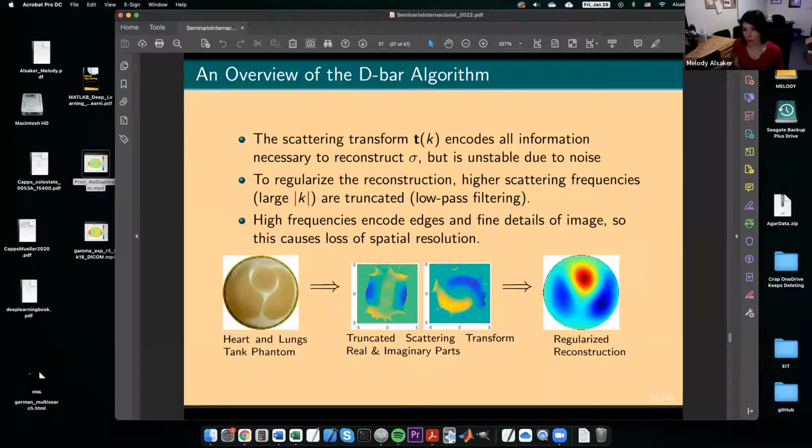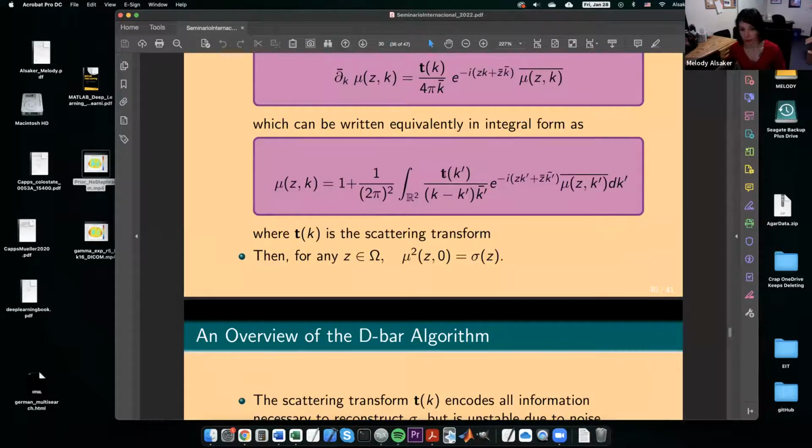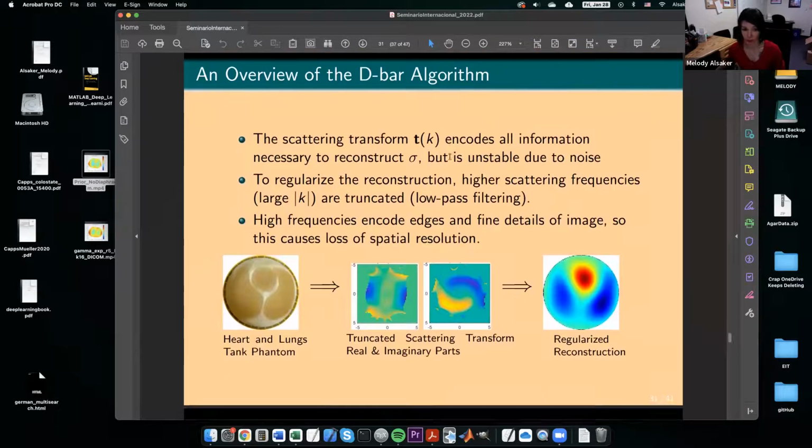And so some of the things that I've been working on are related to trying to improve the image quality. So the scattering transform, that is where the measured data shows up. If you look back at this equation, that is the place in this equation where the DN map, the measured data, shows up. So all of our data measurements are encoded in there.